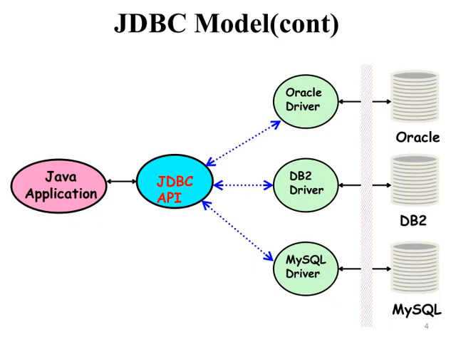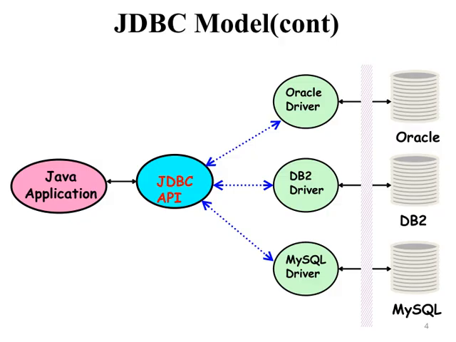Let's take a closer look at the JDBC model, continuing from where we left off. In this diagram, we see the Java application at the center, which interacts with various databases through the JDBC API. The API acts as a bridge enabling communication between your Java code and different database systems. Notice how the application doesn't need to worry about the specifics of each database, whether it's Oracle, DB2, or MySQL. Instead, it uses the JDBC API to send queries and receive results uniformly.